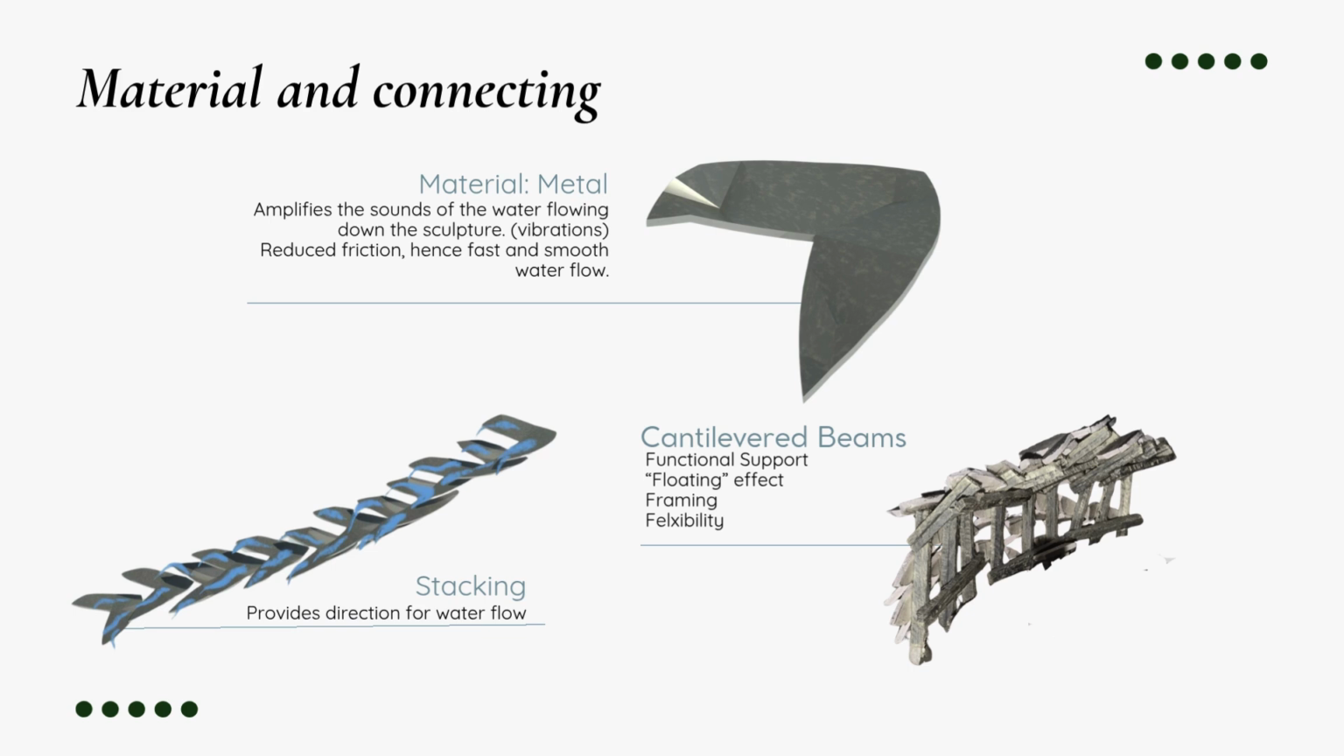Firstly, I mimic the concave convex mechanism for the leaf structure and use metal to make the structure. This is to amplify the sound and reduce friction for the water flow. For its mechanical support, cantilevered beams will frame these leaf structures together, creating a floating effect to the pavilion, which is something I wanted to show. For stacking, this is important in ensuring that there is a direction for the water to flow.